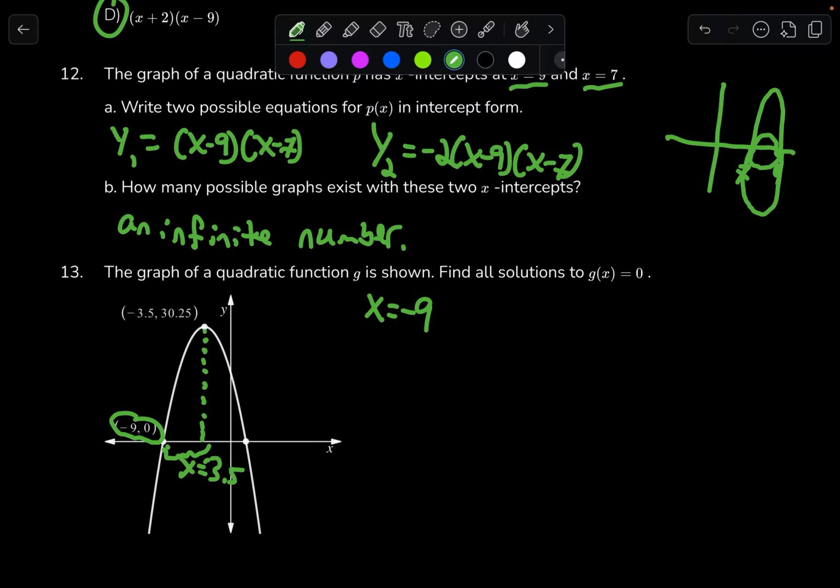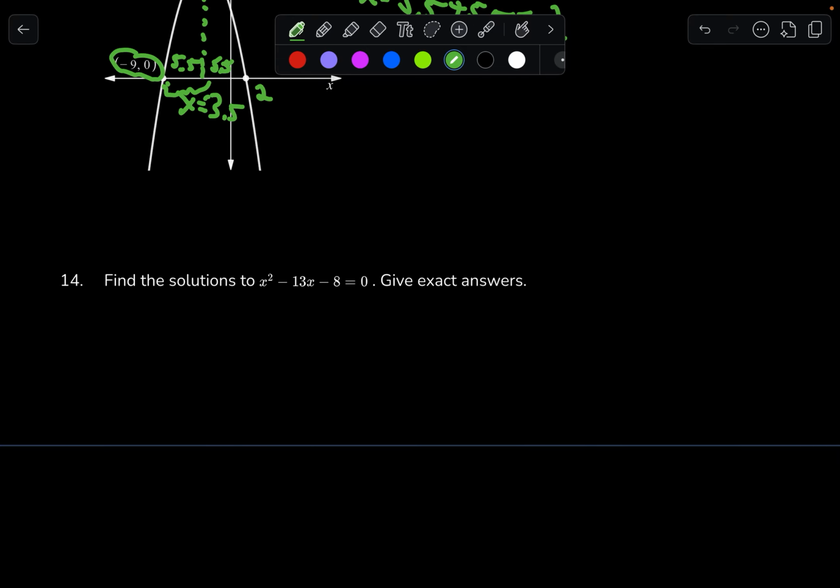Negative 9 minus negative 3.5, so this distance is 5.5. So we add it to this side, 5.5, and the other one is going to be negative 3.5 plus the distance of 5.5, which is, I believe, 2. So this is 2. And those are the solutions: x equals negative 9 because it was given, and x equals 2, and we got that from the concept of symmetry.